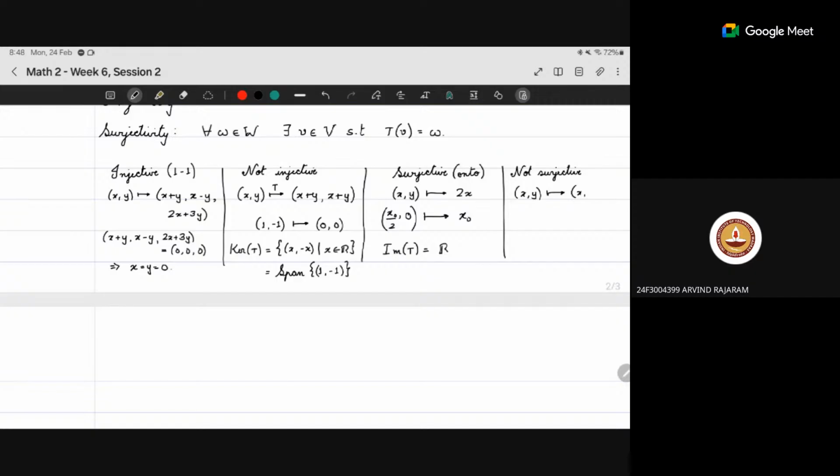Let me just put xy in xy0. This is a map from R2 to R3. Can you give me an element of R3 which is not the image of any element of R2?